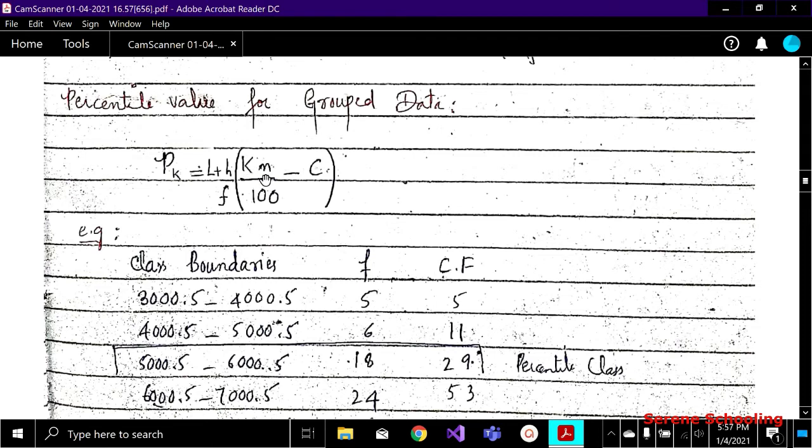But in this case, whatever the rank of the percentile will be, we will put it over here, okay? And this is the cumulative frequency before the percentile class. All the formula, all the logic is exactly the same, just with this little difference, that k will be multiplied and then over 100. You will see how to implement this. For the median, we used to find the middle class, right? Here you will find the percentile class using the same logic, nothing different.